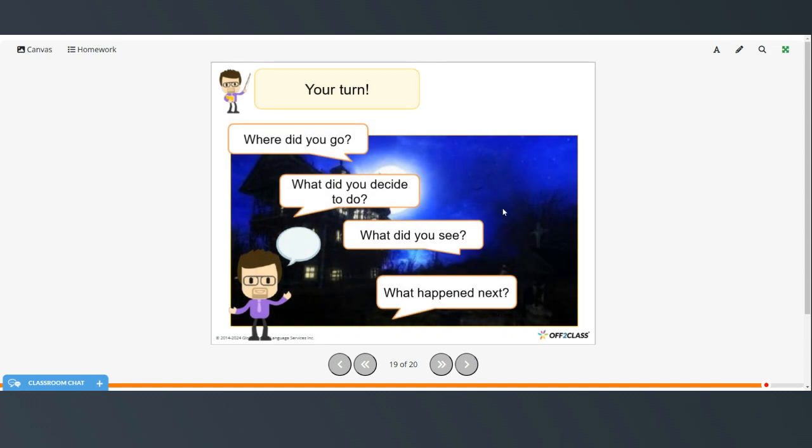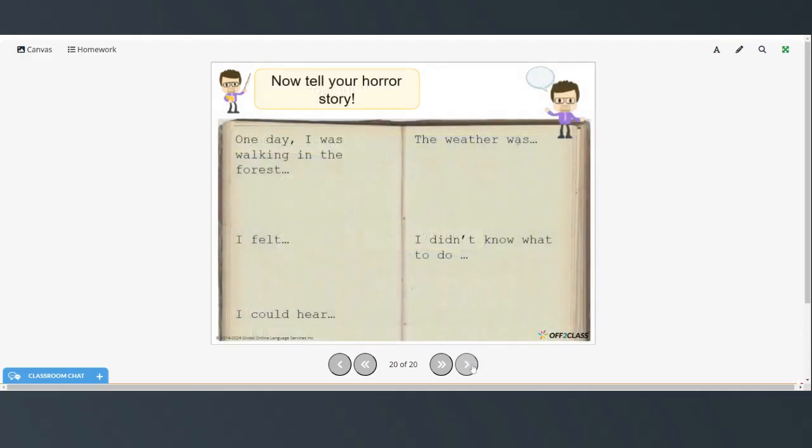Also, you can talk about, where did you go? What did you decide to do? What did you see? And then what happened next? All right, so once you've thought about those things, go ahead and tell a story about a scary experience that you had. And these are some sentence starters to help you.